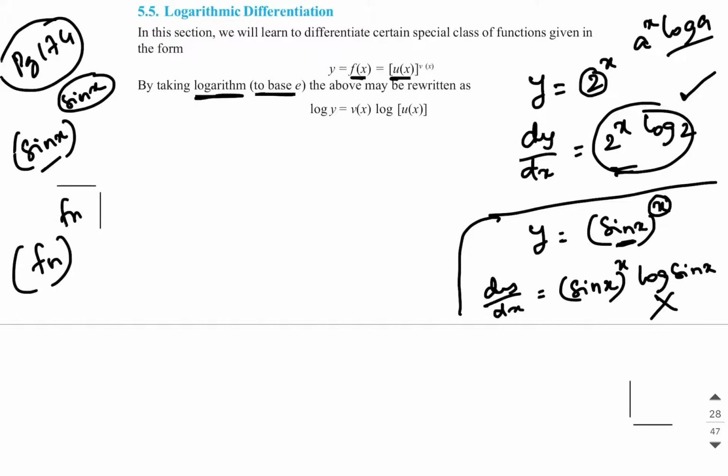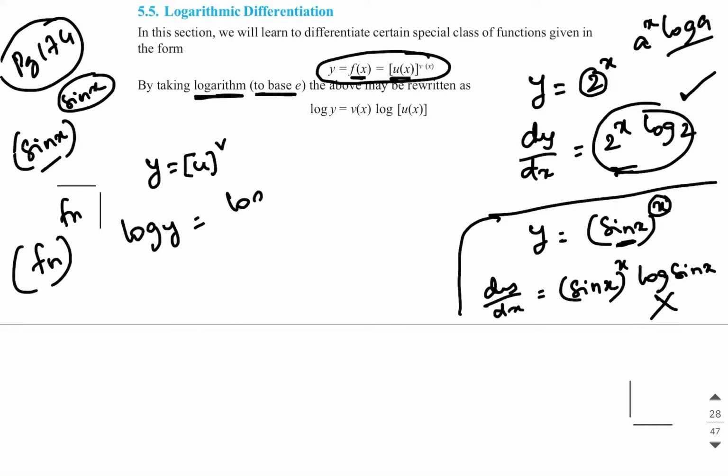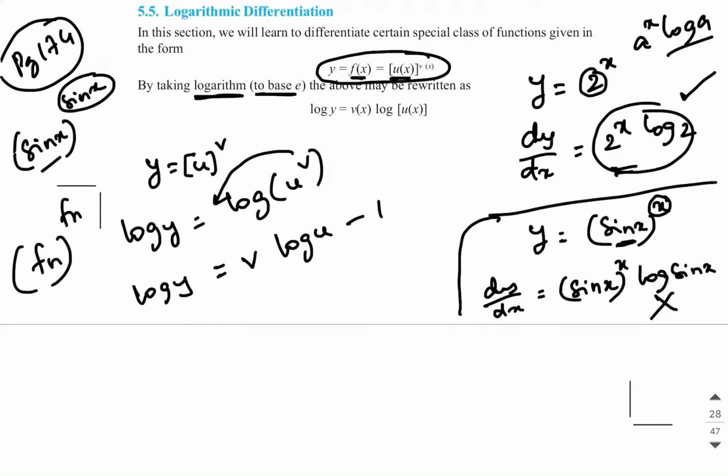So what will happen to the above expression? I will write and show you. If y is equal to u power v, instead of u of x I am writing it as u power v, then if I take log on both the sides, log y will be equal to log of u power v. But we learn from the properties that log of anything raised to a power, that power will become the multiplication factor. It will be v log u. So log y will be equal to v log u. Let this be equation number 1.